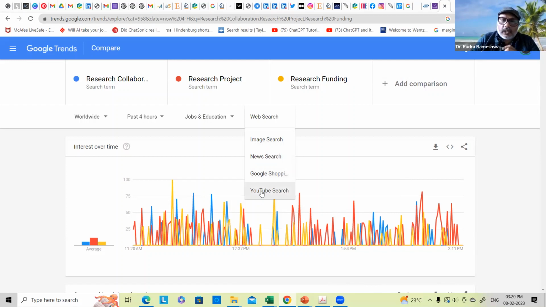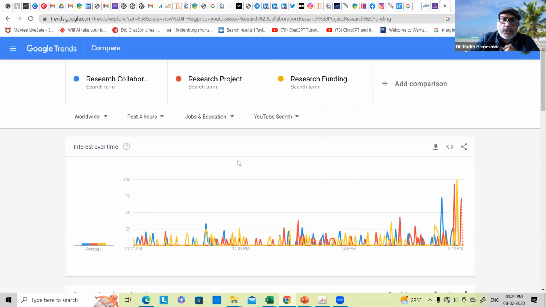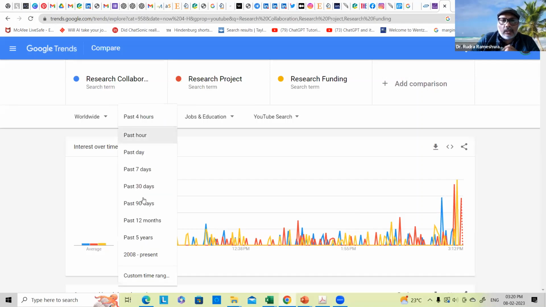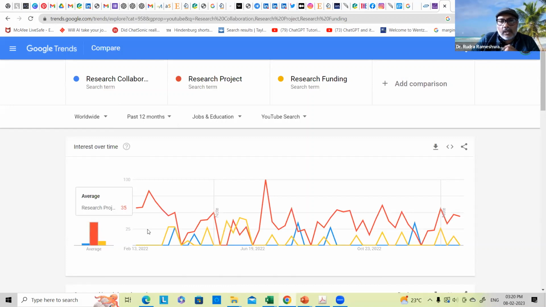So YouTube search is there. Let's take the example of YouTube search. In YouTube search, it is quite high now. Here you can see even quite a high fall also, right? Jobs in the last 4 years. Let's see 12 months, maybe a year. Here you can see maybe some decline. Again, it is a decline.